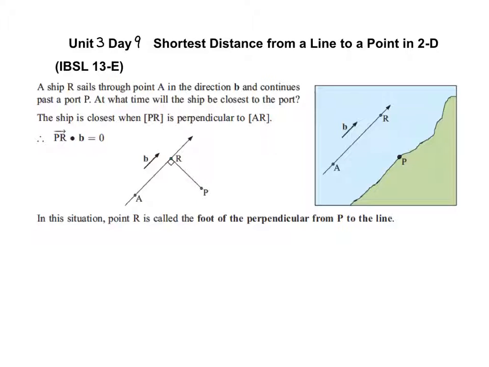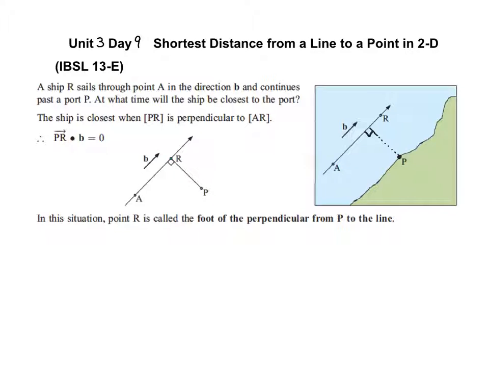Now, you guys have dealt with this to some degree in other applications, just maybe not with vectors. Anytime that you are trying to find the shortest distance from a point to a line, you're always going to measure that distance perpendicular to the line. It's always going to be perpendicular to the line.